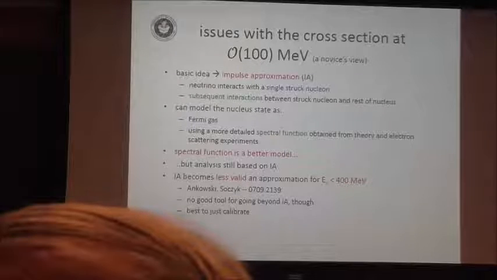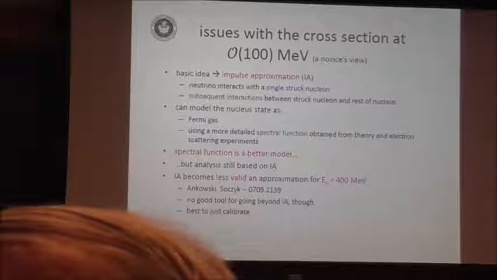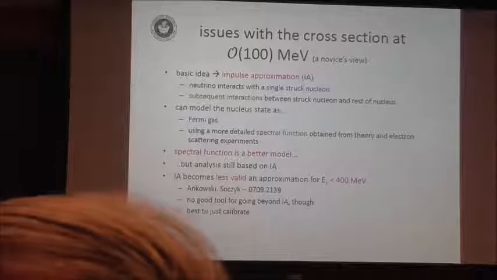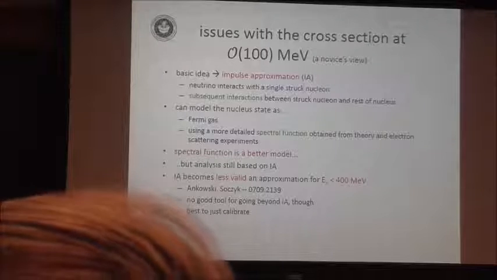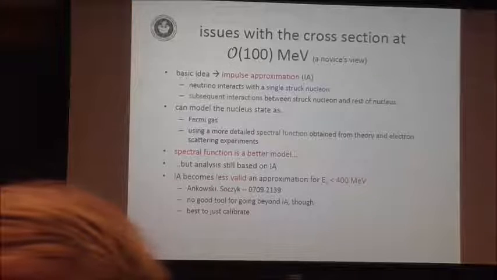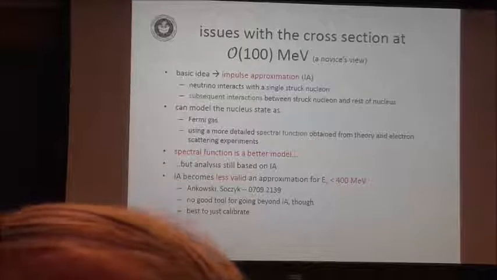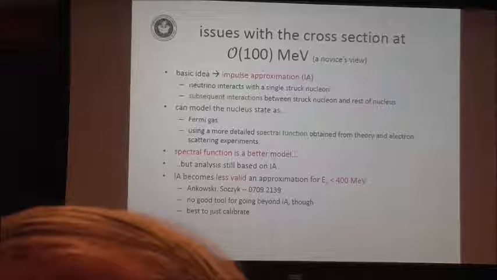And so the simplest thing you can do is just model the Fermi gas. But the more detailed thing you can try to do is to essentially use a spectral function, which is your estimate for what the wave function for the nuclear state really is, obtained from a combination of theory and then trying to match to some electron scattering experiments. And so this provides a better model, and this is the thing which NEUT tries to implement, which I think is not implemented in GENIE.